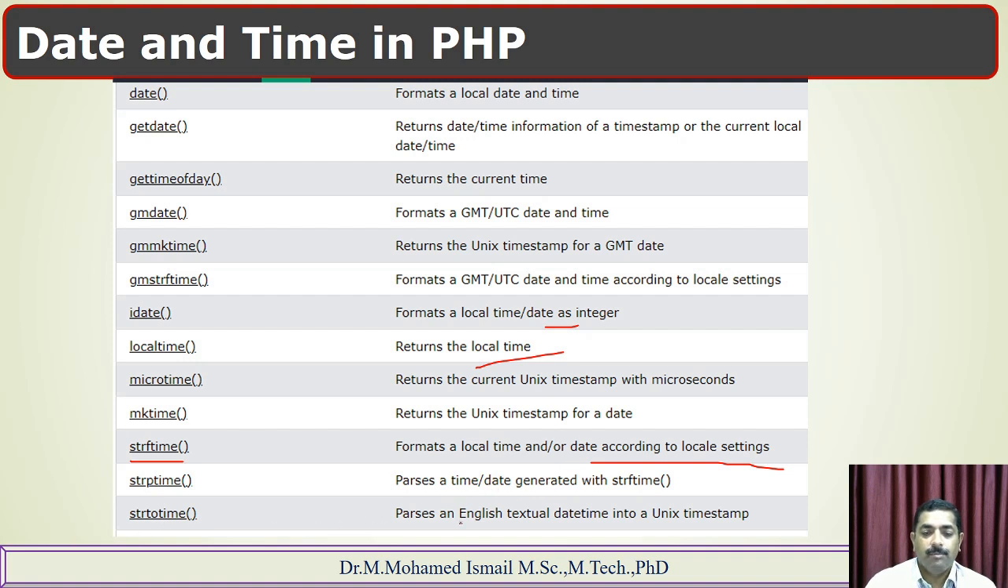strtotime parses an English textual date/time into a Unix timestamp. It will print as a Unix timestamp. So that's all about date and time in PHP. Thank you.